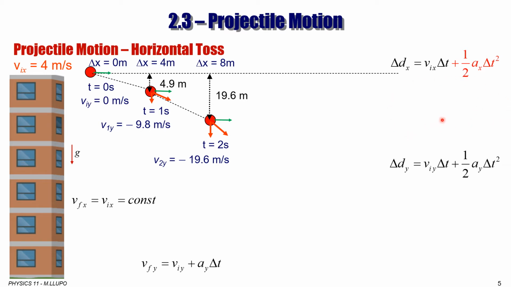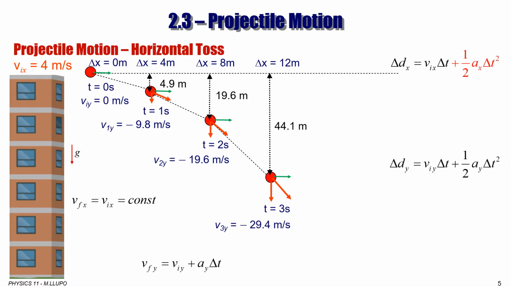So 0 times 2 is 0. Half of the 9.8 meters per second down times 2 to the power of 2 is 4. 4 divided by 2, 2 times 9.8, 19.6. And we can do that for 3 seconds. And you see that horizontally is going to change another 4 meters.